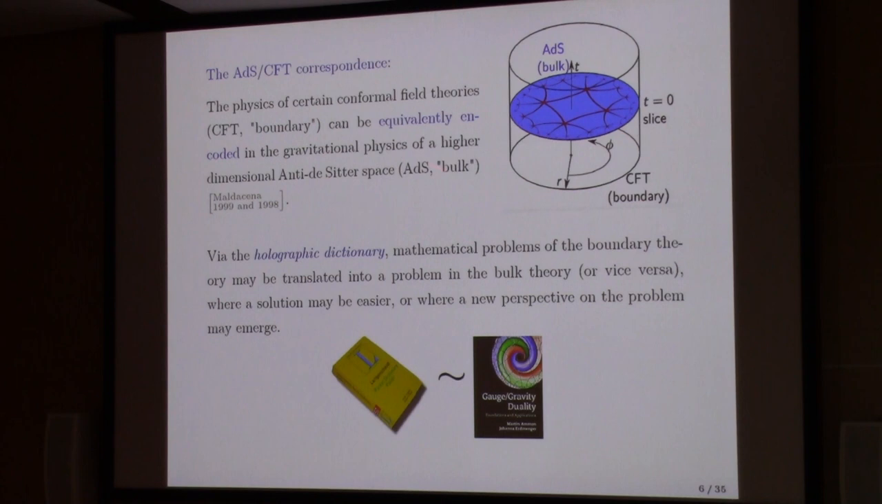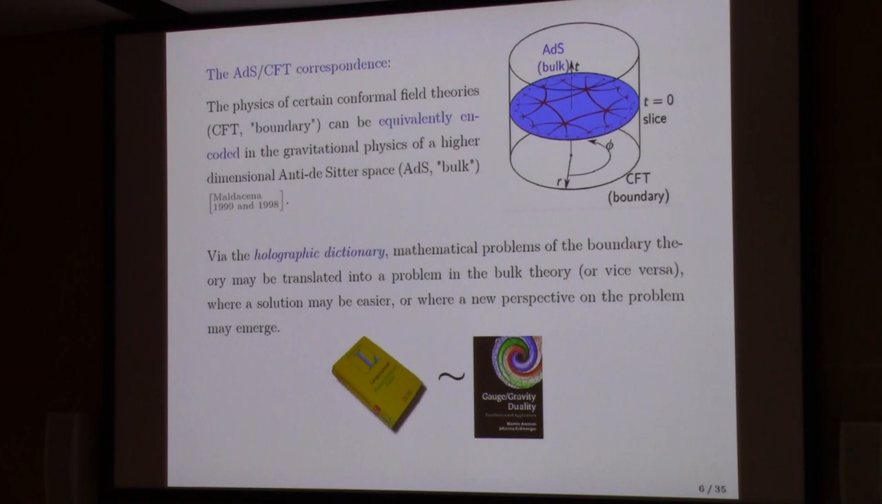So here you have this little picture. You can use a coordinate system where AdS is mapped to the inside of a cylinder. So a slice of AdS looks like the hyperbolic disk, and then the CFT is understood to live on the boundary of the cylinder. What makes this correspondence work is what we call the holographic dictionary. With this holographic dictionary, mathematical problems of the boundary theory may be translated into a problem in the bulk theory, or the other way around, where a solution may be easier or where a new perspective on the problem may emerge. I'm going to give you two examples of how this holographic dictionary works.